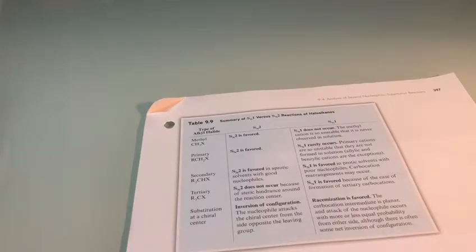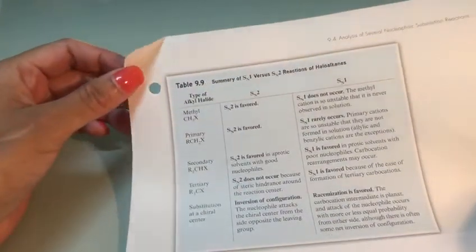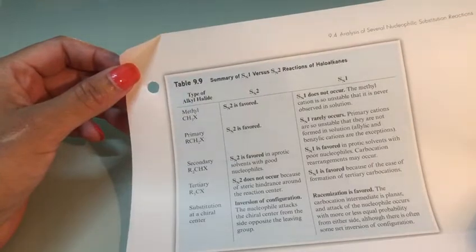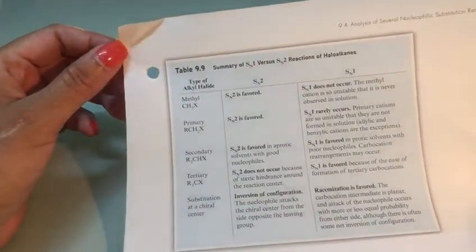Let's go over question number 15. And for you to understand the solution to this question, we need to first go over the summary of the SN1 reaction versus the SN2 reaction for haloalkanes. This is found on table 9.9.